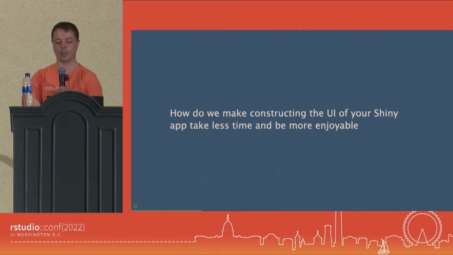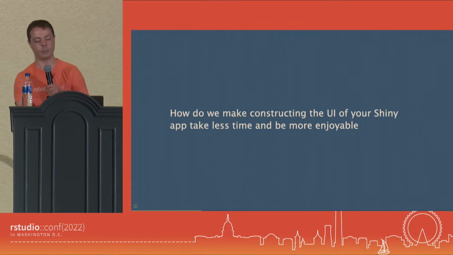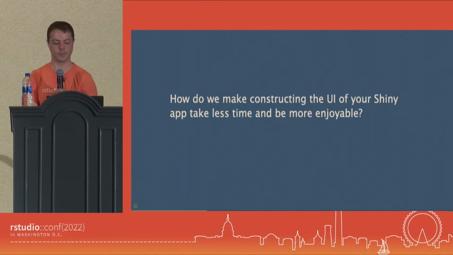So more concretely, I want to ask the question of how can we make constructing the UI of your Shiny app take less time and just generally be more enjoyable? So we want you, the data scientist, to be freed up to do data science and not fiddle with your UI code. And this has really been a big focus of the Shiny team for a while now. And I've been personally working on it for more than a year and have come up with two fairly complementary paths to try to address this question.